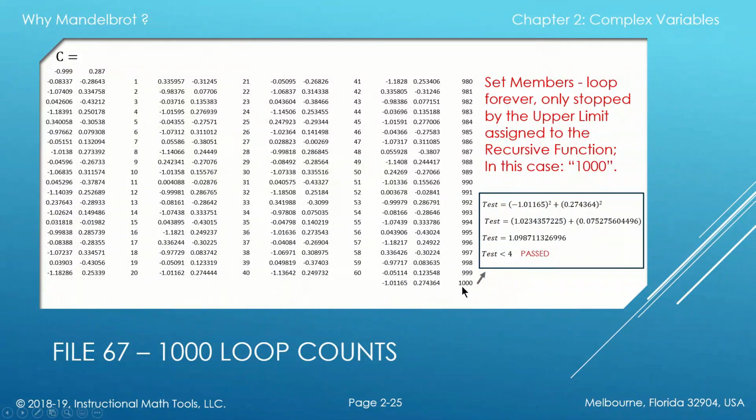Well, it stopped because we put a stopper on there. We said, if you're 1,000 or above, you're a set member. We don't want you to go up to an infinite loop and count forever. We want you to stop and tell us that it passed that upper test. So set members loop forever, only stop by the upper limit assigned to the recursive function. In this case, it was set to 1,000. We could have easily set that to 10,000, in which case we'd have 10,000 iterations, and it still would never have failed the border test.